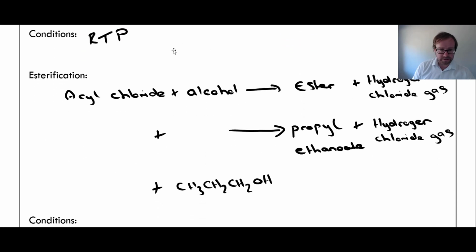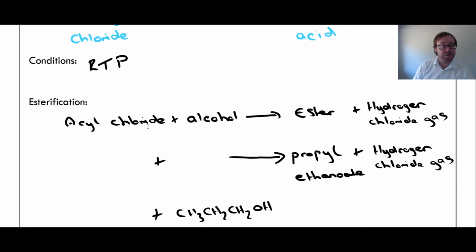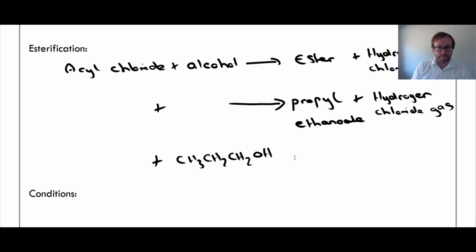Next one. What are we doing now? So we're doing esterification. So acyl chlorides can also produce esters. Instead of using a carboxylic acid, I can use an acyl chloride instead. So acyl chloride plus alcohol forms ester plus hydrogen chloride gas. Back to you filling it out. Have a go.